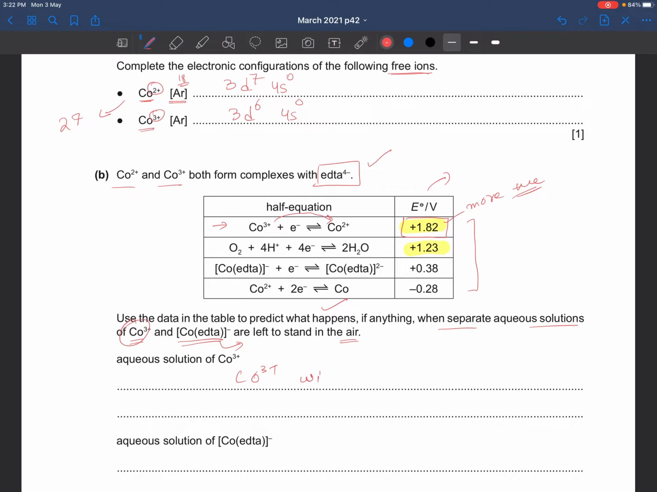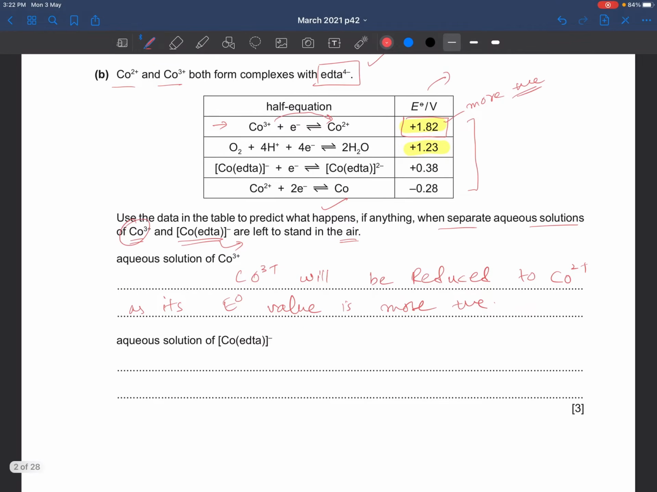will be reduced to Co2+ as its E0 value is more positive, right? Then next, the aqueous solution of this complex.